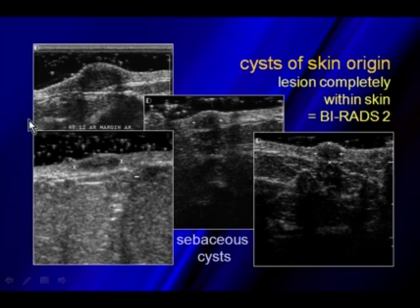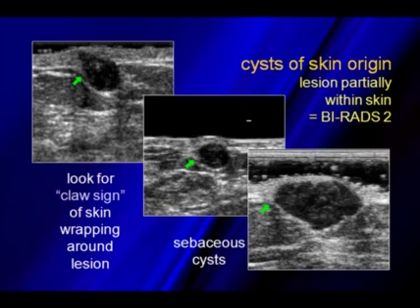Another thing to notice on each of these in evaluating them, we've used a big glop of gel. Anything that's very close to the skin surface, you will need to use a standoff pad of gel to evaluate. Here you can see this is completely surrounded by skin. All of these are just sebaceous or epidermal inclusion cysts within the skin. These also get a BI-RADS 2 classification.